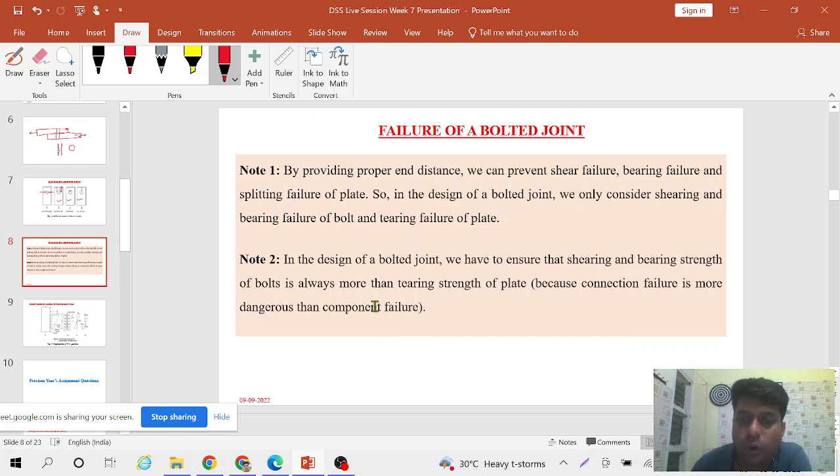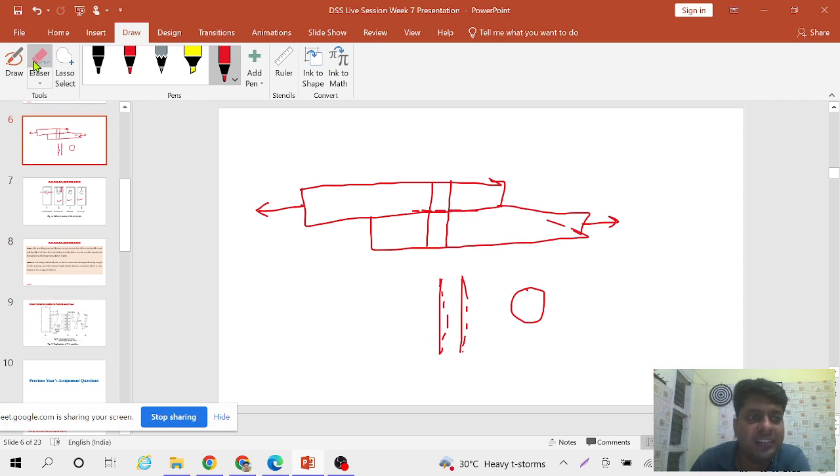In the design of bolted joint, we have to ensure that the shearing and bearing strength of the bolt is always more than the tearing strength of the plate. And why is it so? Because connection failure is more dangerous than component failure. So what does it actually want to say? Can anyone explain this line?